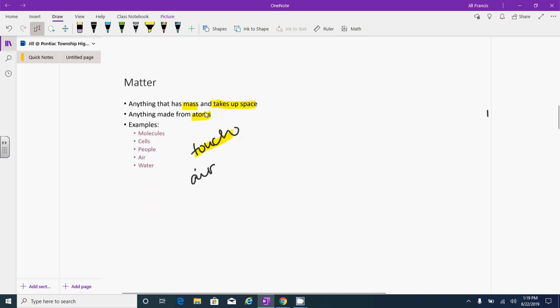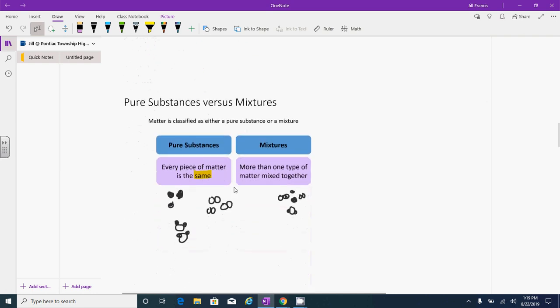So as we define matter, matter is anything that has mass and takes up space. Another way to think about that is usually you can touch matter, and it's always made up of atoms. Air is something that's a little questionable. It doesn't seem like you can touch it, but it is there, and if you fill a balloon with air and put it onto a balance, it does have mass. So that's something that can be a little bit tricky, but air is considered matter too.